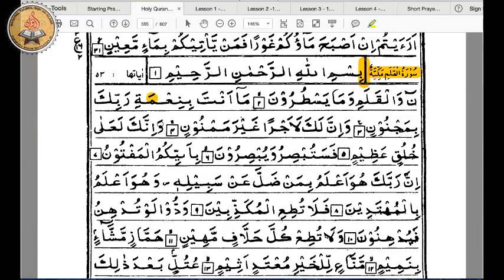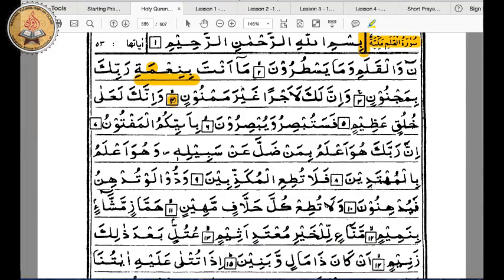Just over here, read this one more time because you made the meem a bit too long. Okay. And carry on to the next verse, please.